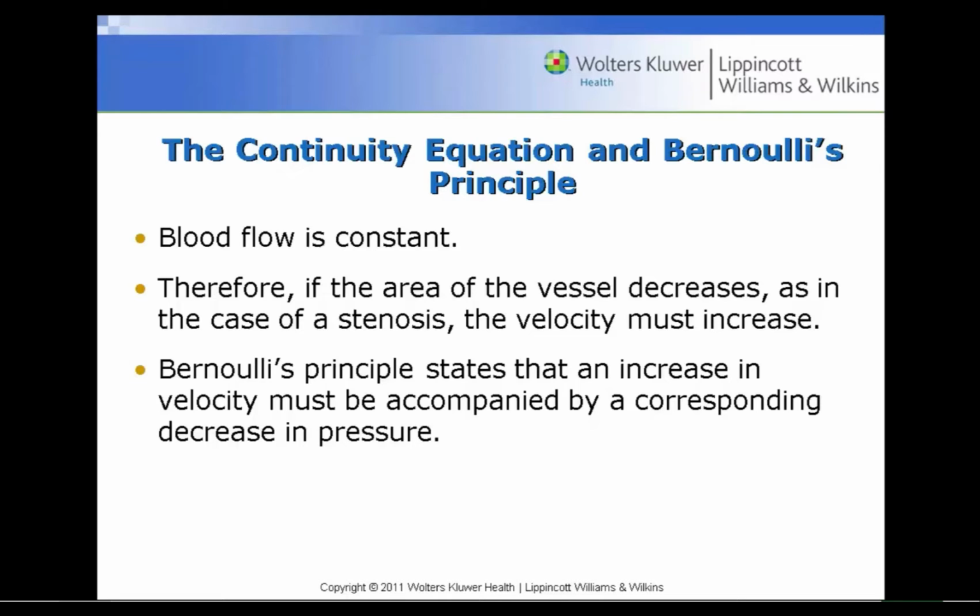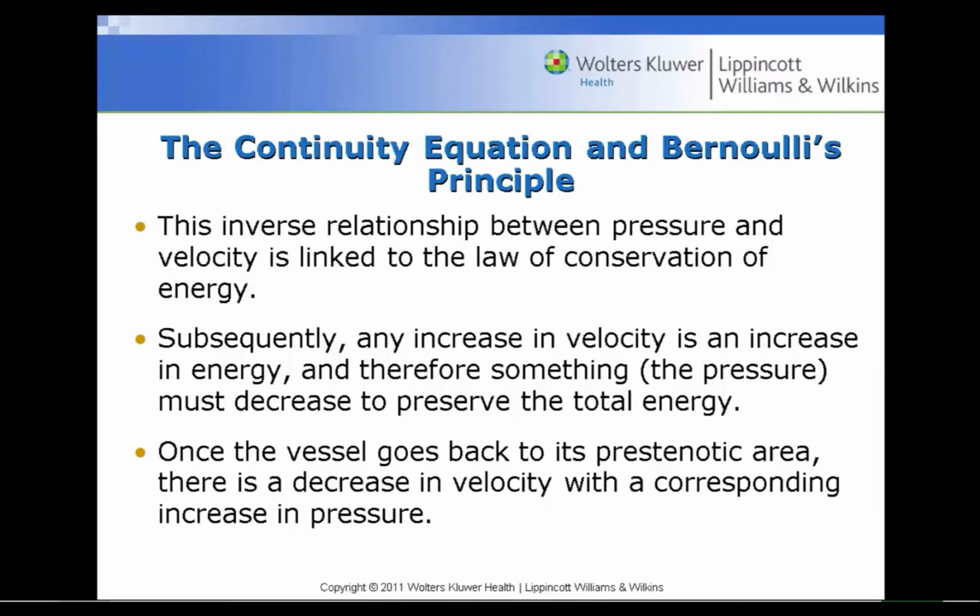When the high velocity blood enters back into the normal size of the lumen, there will be another exchange of energy from high velocity back to low velocity, and that will therefore increase the pressure on the other side. So you could say that this is an inverse relationship between pressure and velocity, and this is linked to the law of conservation of energy. Any increase in velocity is an increase in energy, and therefore the pressure must decrease to preserve that total energy. Once the vessel goes back to its pre-stenotic area, there is a decrease in velocity with a corresponding increase in pressure. Again, that energy has to be accounted for, yet we have to use the continuity rule to make sure that the blood volume stays the same.